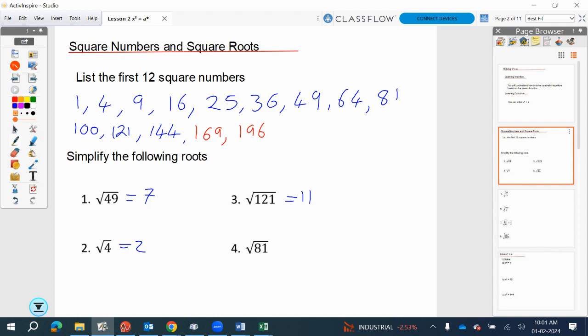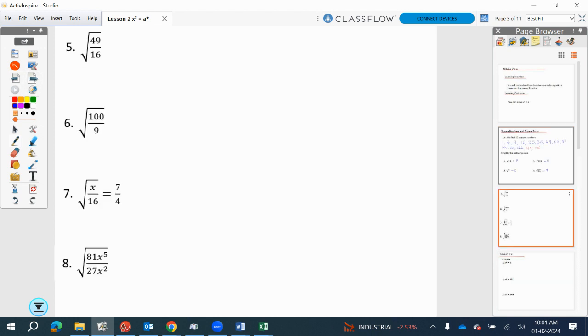These are Fibonacci numbers. What's the square root of 81? 9. All right. So let's have a go at simplifying these. Solve these problems. This is all revision from the first semester.